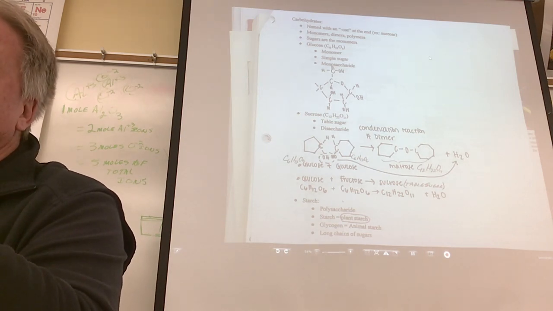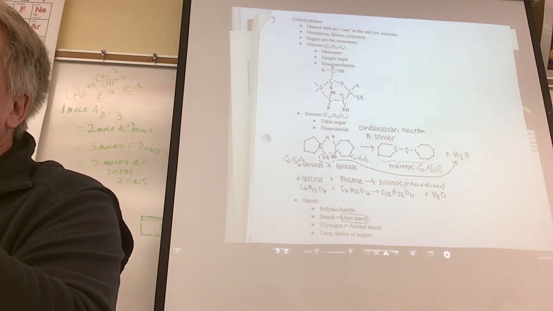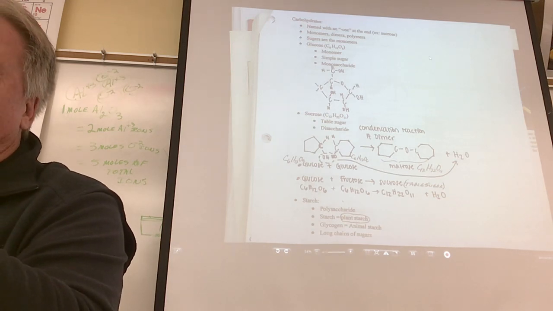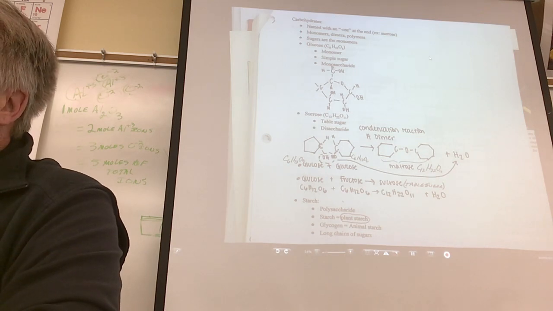Okay, but anyway, what you're looking at is starch. And so what happens is the plant makes all kinds of sugars by photosynthesis, and then it puts them together, sends them down to the root, and stores it as a form of starch.